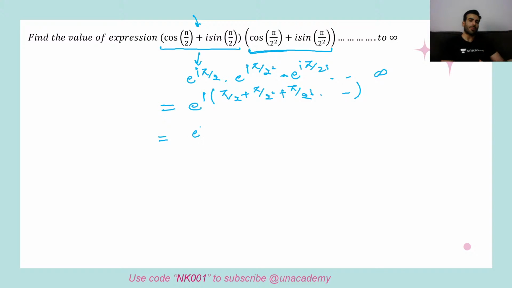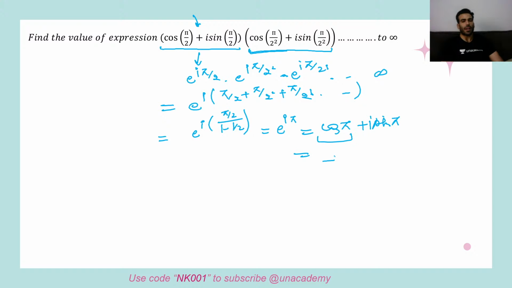So for infinite terms, if I want to calculate the summation of this GP, it will be A upon 1 minus R. A is pi by 2. What is the common ratio here? Half. So it will be e raised to iota pi. So this will be cos of pi plus iota sine of pi. Cos of pi will be minus 1. Iota sine pi is 0. This will be your answer: minus 1. That's it. Very easy questions. With every question, we are just trying to use basic properties. Okay, let's move to our next question then.